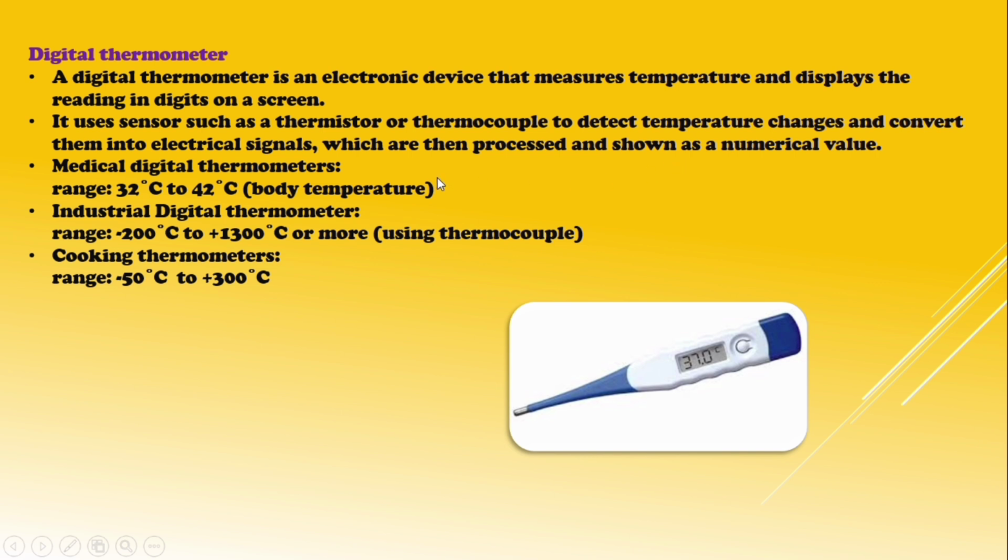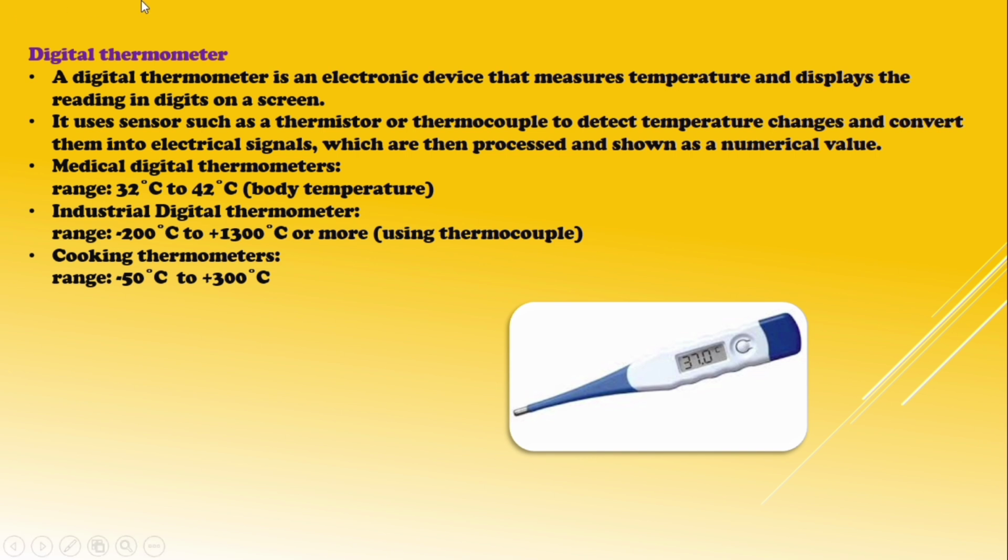Now, what is a thermistor? A type of resistor whose resistance changes with temperature. It is a semiconductor device. The relationship between resistance and temperature depends on the specific material used in the thermistor's construction.